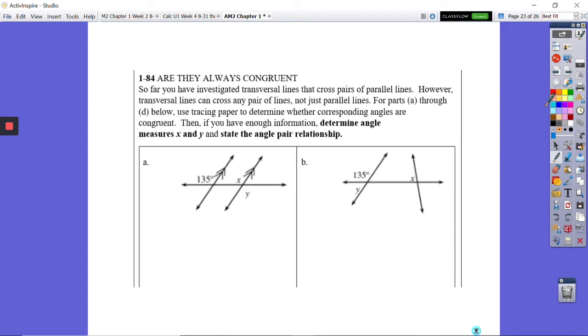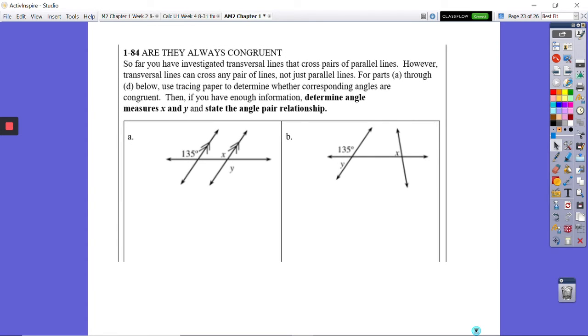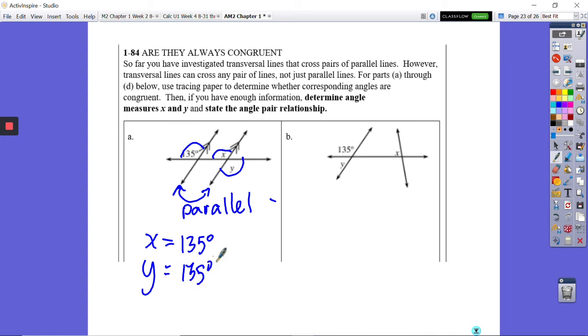So, are they always congruent? If you have enough information to determine the other angles. So, 135, what we know is these two lines are marked as parallel. Since they're parallel, these two angles correspond. So X equals 135. And this angle Y is a vertical angle with X, so Y equals 135. So corresponding and vertical.